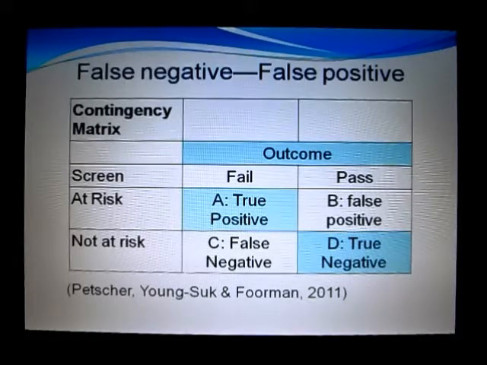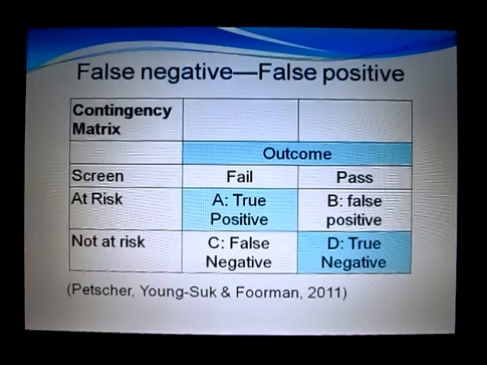In box D, you have students that are not at risk who passed your test. And that box D is true negative. So in your screener, what you'd like to ideally have is only students in box A and box D. You want your at-risk students who fail your screener to be a true positive, and your not at-risk students to pass your screener and be a true negative.